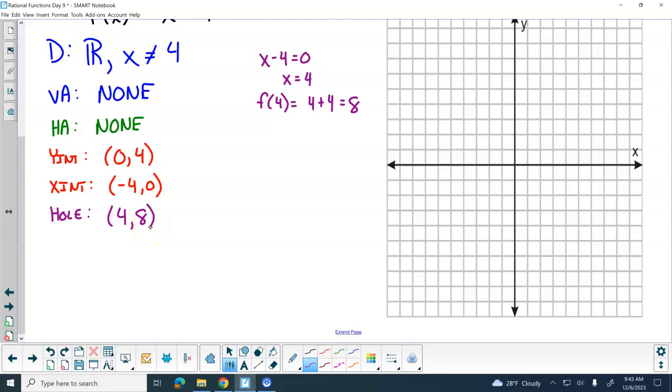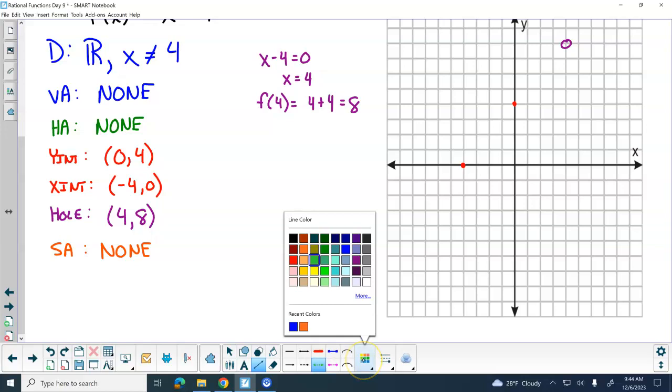Okay? Slant asymptote is none, right? Because my new function is not a fraction. So I got a y-intercept of 4, that is 2, and that is 4, that's right there. I got an x-intercept of -4, that is 2, and that is 4. I've got a hole at 4, 8. I got no slant asymptote, so I'll draw it in nice and straight and nice and pretty.